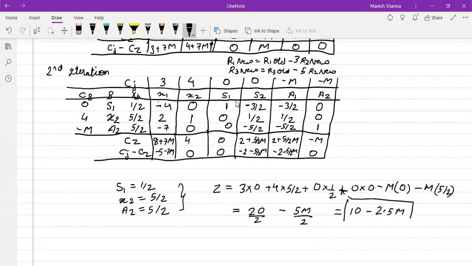So this is the maximization case. Since it is the maximization case, we are getting the value as 10 minus 2.5 m. This indicates an infeasible solution. What is an infeasible solution? Infeasible solution means that this problem cannot be solved. The maximum value that you can get is not appropriate. This is infeasible.